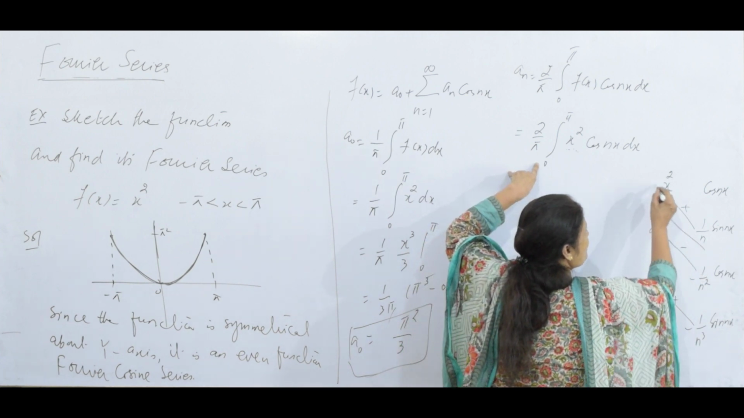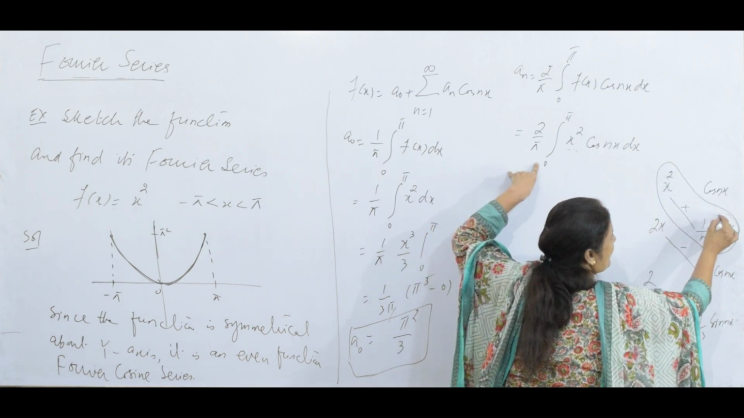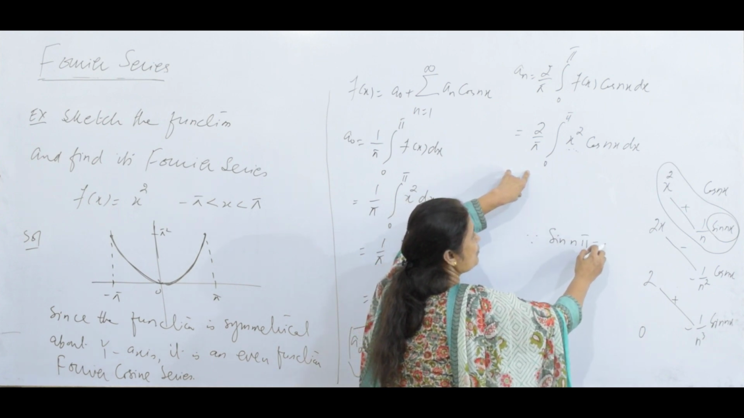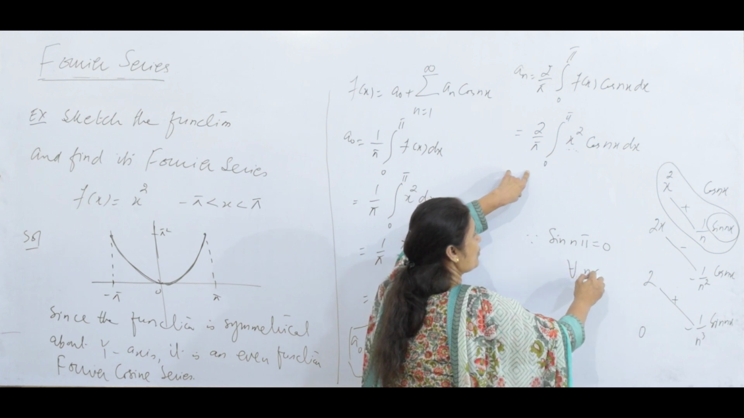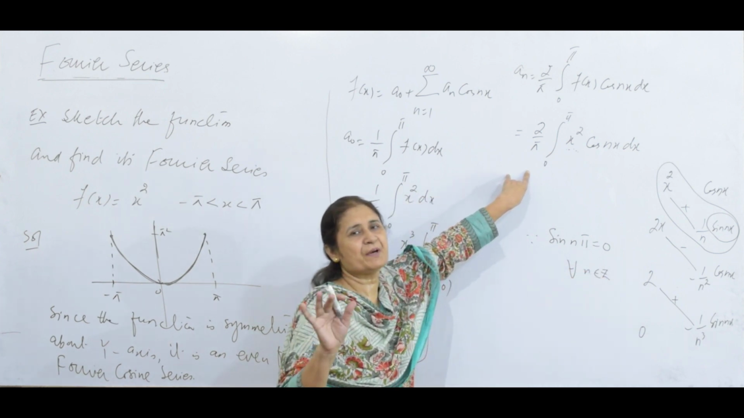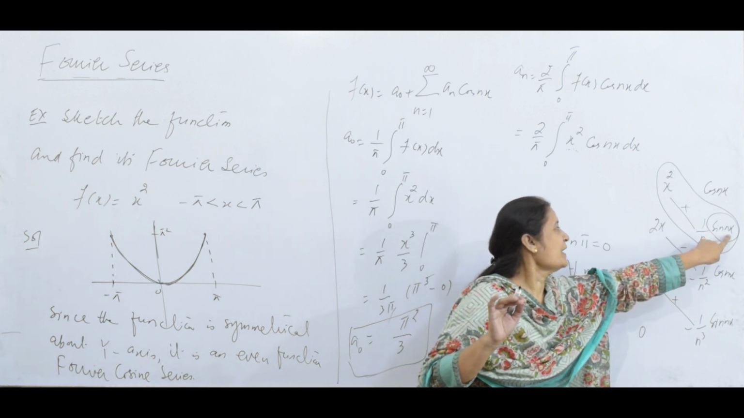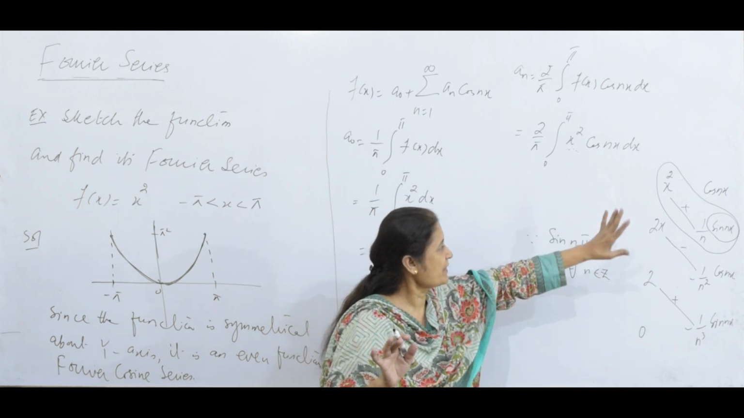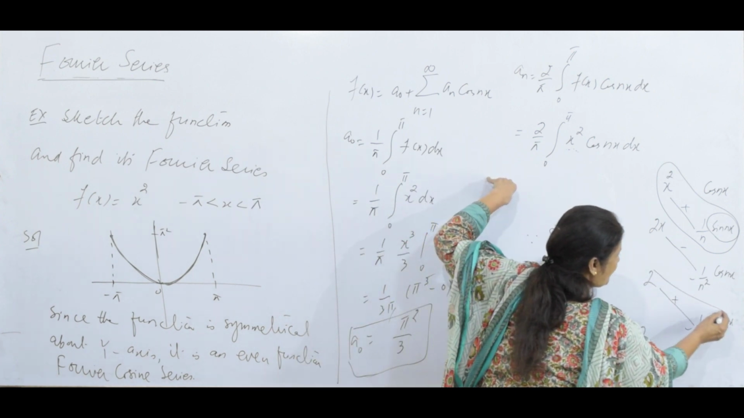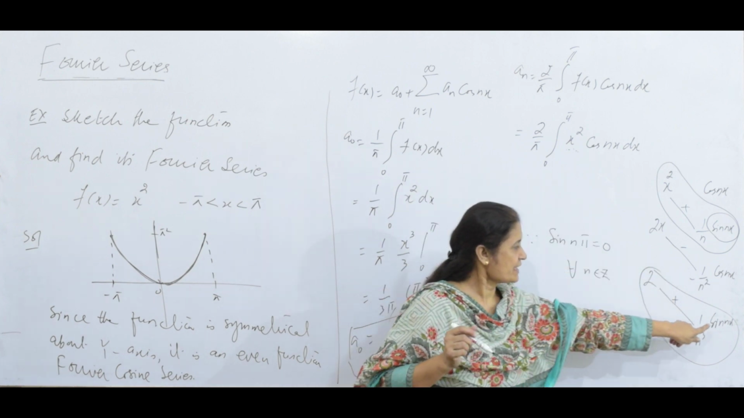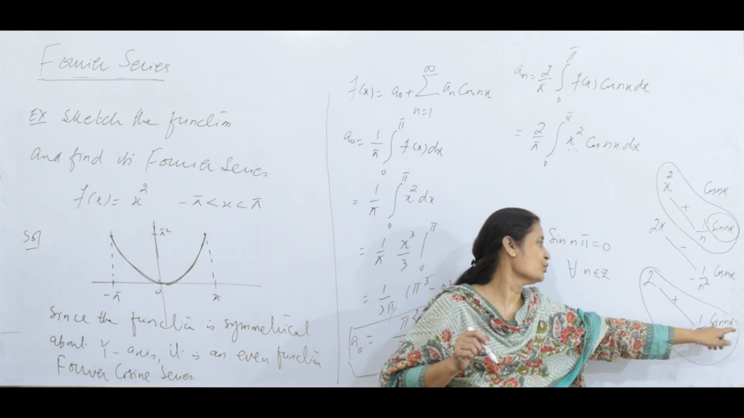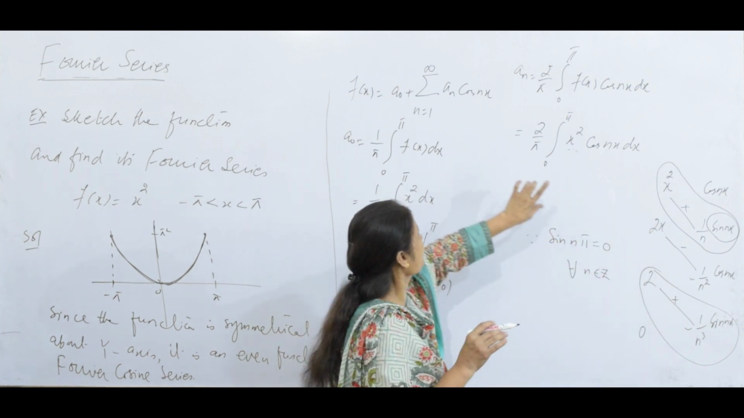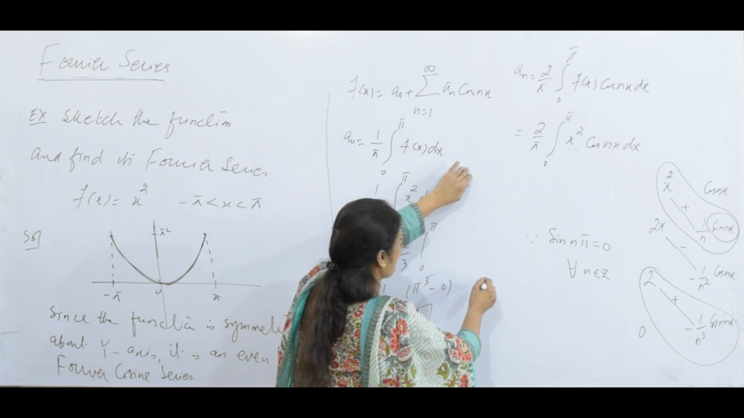If I am going to take this sin nx, I know that sin n pi equal to 0 for all n belonging to integers. Sin n pi is 0. If you put x equal to pi, sin n pi is 0. If x is equal to 0, sin 0 is 0. So that part vanishes. Similarly, here, this sin n pi and sin 0 are 0. So from the tabular integration, two terms are gone. We are left with a n.